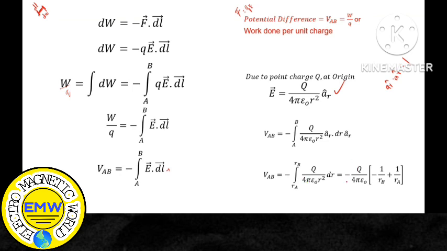So minus Q divided by 4 pi epsilon. So 1 over R, if I take the integration from RA to RB of 1 over R square dr. This 1 over R square, if I take it into the numerator, the power will be minus 2. And now it will be easy to integrate this term.